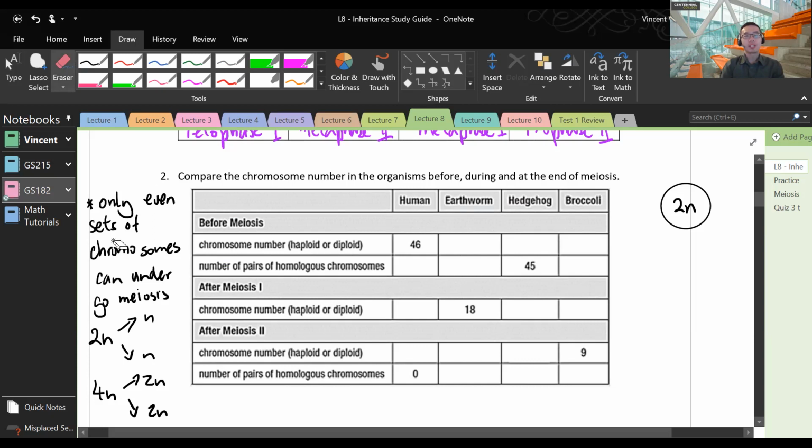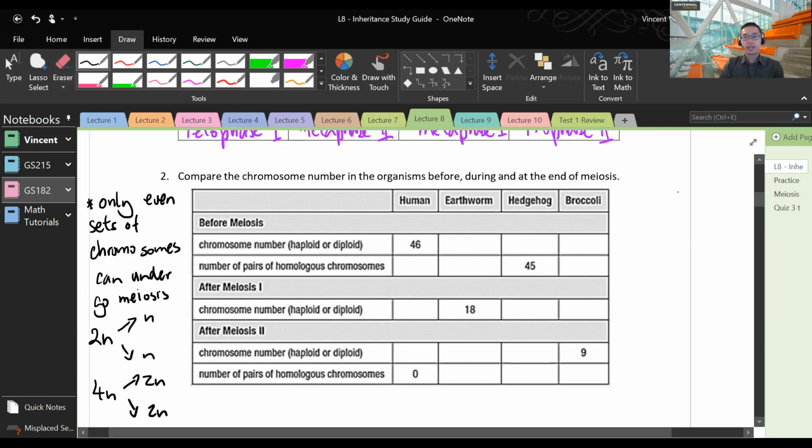If you have odd number sets of chromosomes, you cannot do meiosis. Okay, if something has 3n, there is no meiosis. Right? You cannot do 1.5n and 1.5n. That's not going to happen, right? So organisms with odd number sets of chromosomes would not be capable of doing sexual reproduction. They would have to do asexual reproduction themselves. Okay, so that's something to make a note of.